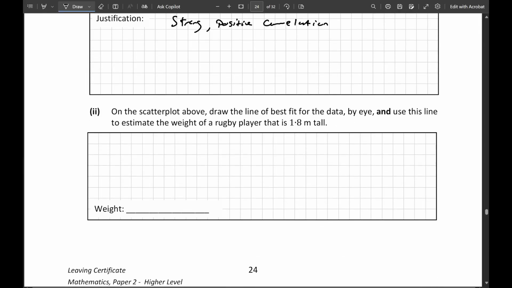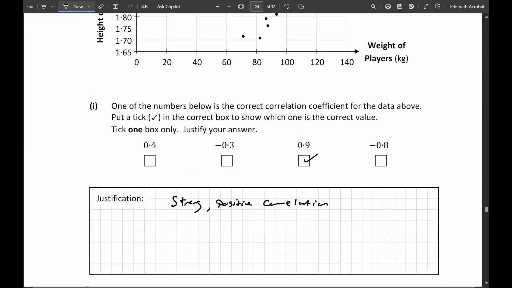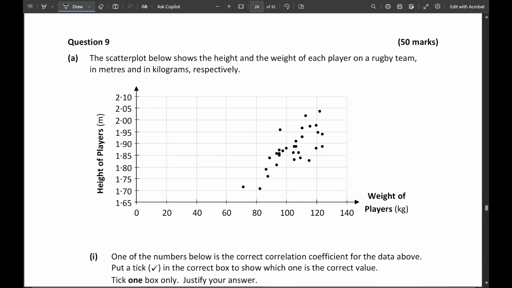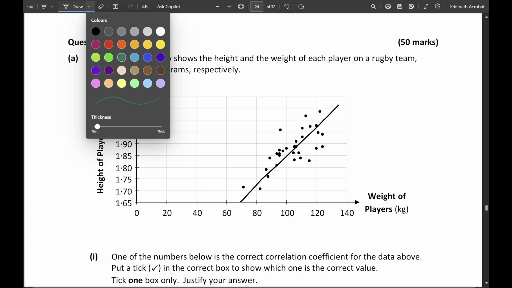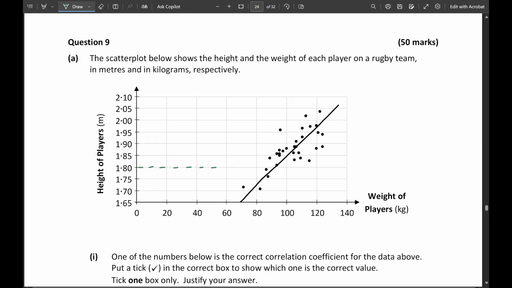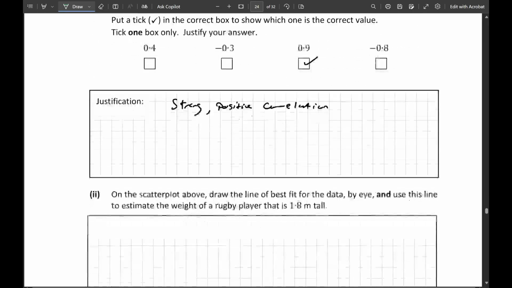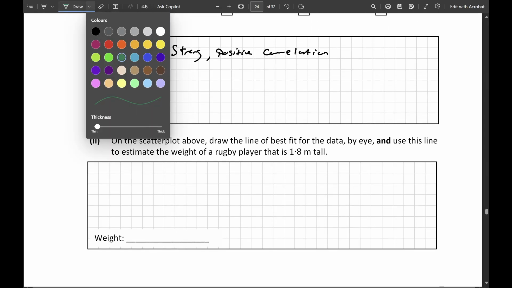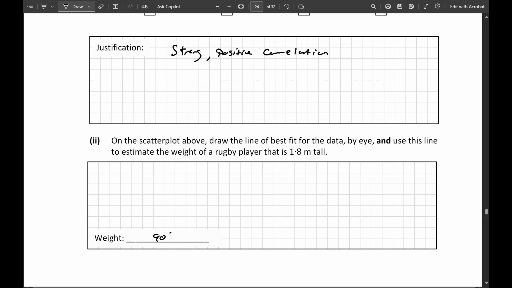Draw the line of best fit by eye and use this line to estimate the weight of a rugby player that is 1.8 meters tall. So I'm going to have to be very, very loose with this. That's not even me using the ruler. That's actually pretty accurate. So if we go to the 1.8, okay, it's nearly like bang on 90. So I'm going to write it as 90 kilograms as the estimate, which I'd say is fairly normal.